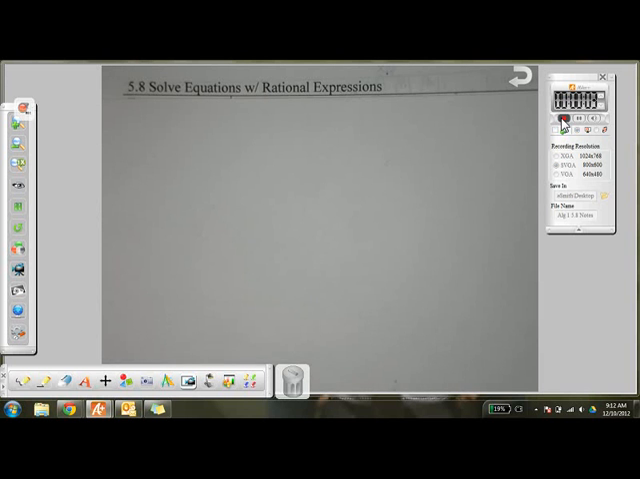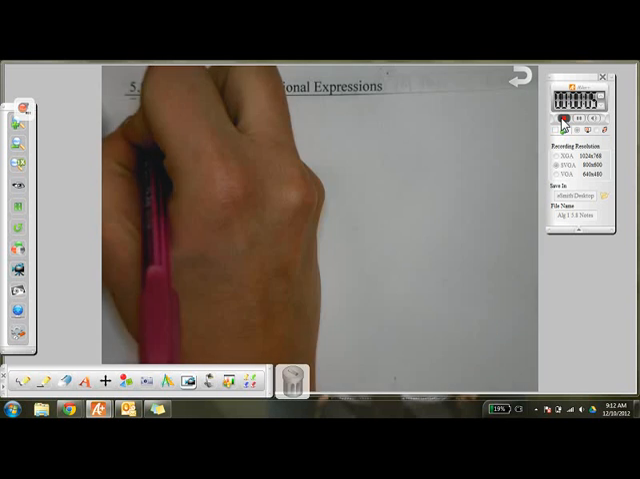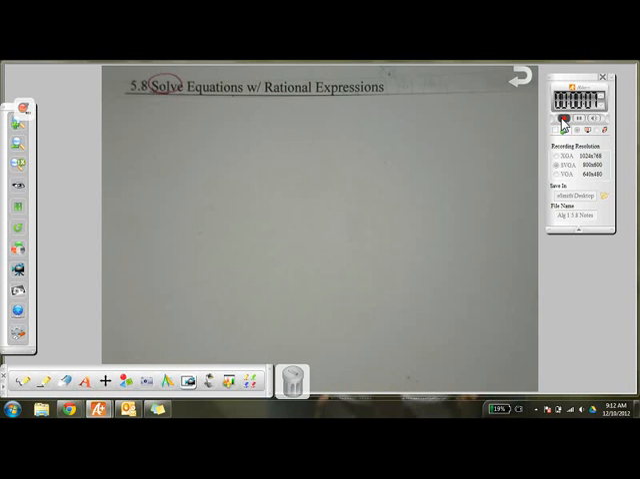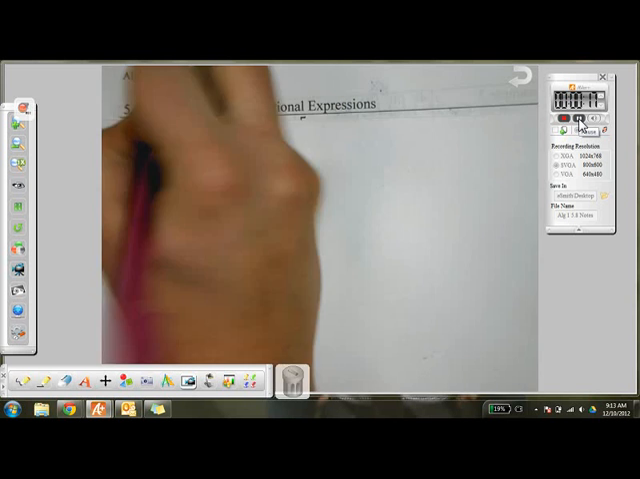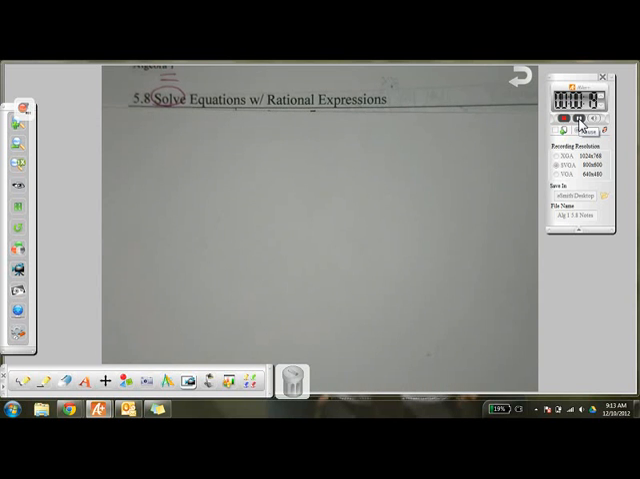So, 5.8, we are solving equations with rational expressions. Who can tell me the difference between solving and simplifying? Nick. Solving has an equal sign. There's one other thing that we want to do when we are solving.